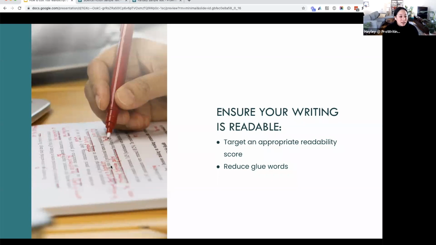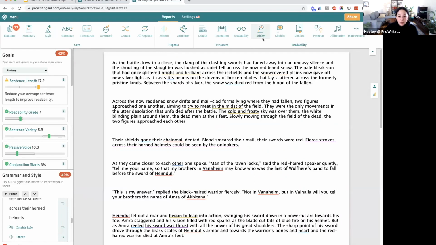Now, there are some questions in the chat about how we target appropriate readability and how we make changes to that. We'll talk about it in ProWritingAid itself in a second. But our goal is to use simple words, simple structures, and also to make our sentences less wordy, which brings me to my second point. One of my favorite features of ProWritingAid is something called our sticky sentences report, which I'll show you here.